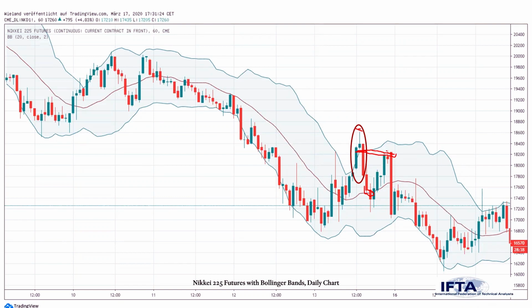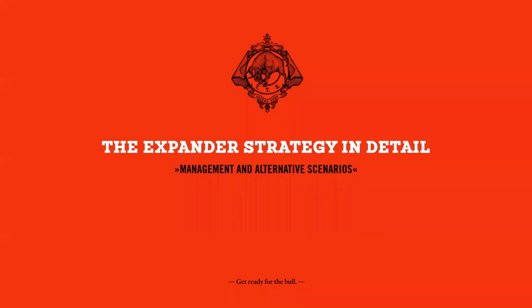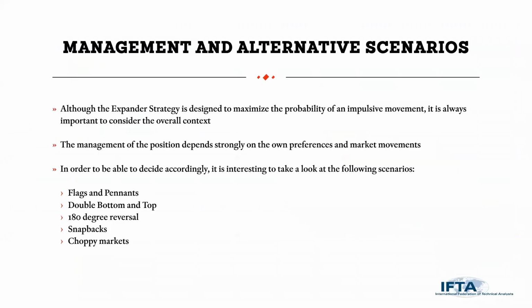So this happens all over, and you don't want to miss this move. So this is why you got out by definition. And this is a perfect example for this, right? So this is how you can trade the expander strategy, and this is what you want to look for. Of course we have some alternative scenarios and how to manage them. I go very fast through it, and then I'm open for questions.